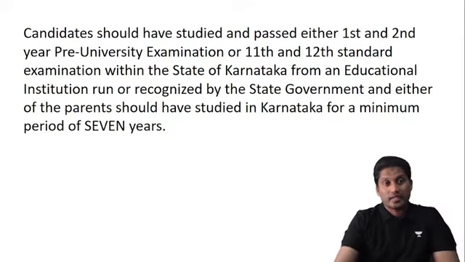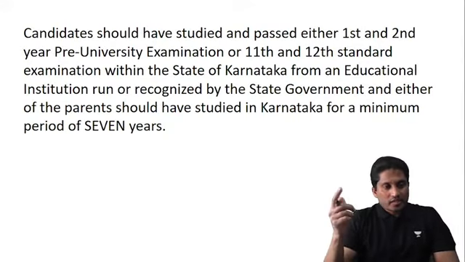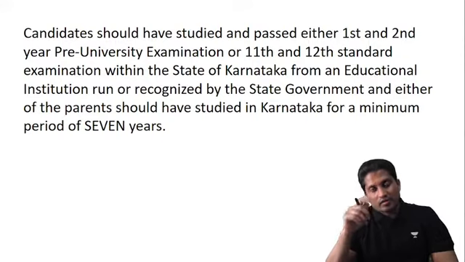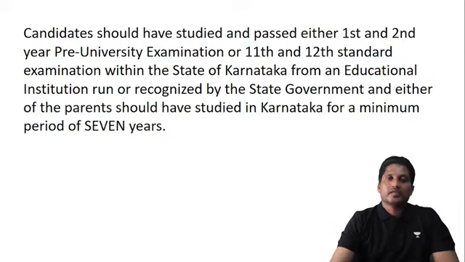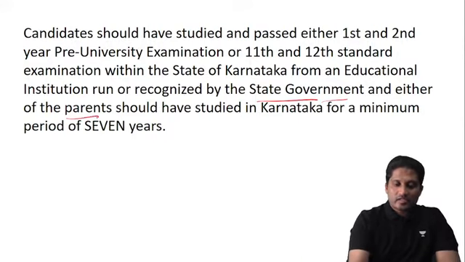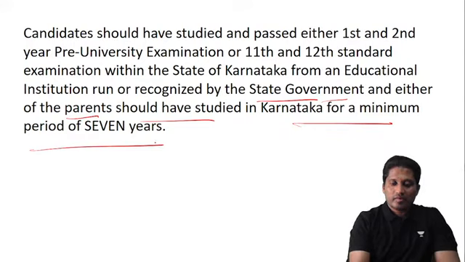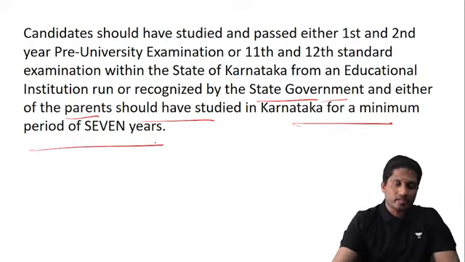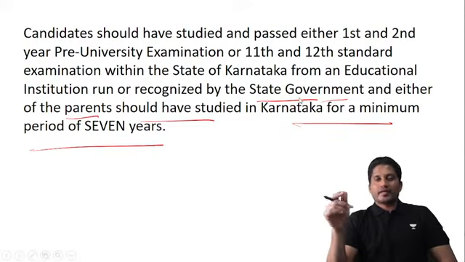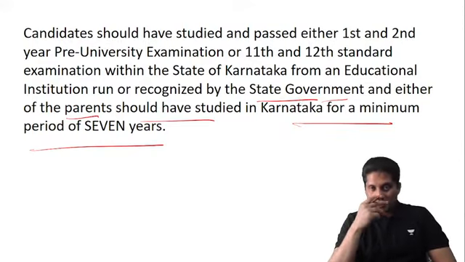Let's say class B. Suppose 7 years of study is not there in Karnataka. What will be class B? Candidates should have studied and passed either first and second PUC examination or 11th and 12th examination within the state of Karnataka from an educational institute run or recognized by the state government, and either of the parents should have studied in Karnataka for a minimum period of 7 years. Either of the parents, I repeat, either of the parents, should have studied in Karnataka for minimum 7 years.